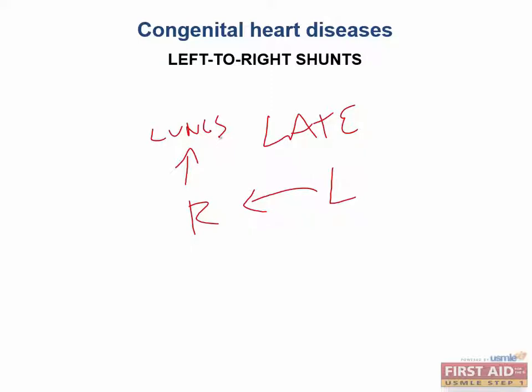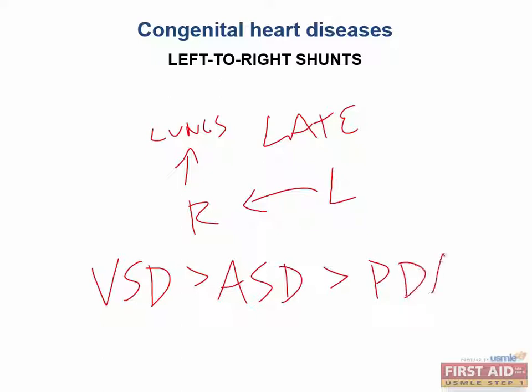So in order of decreasing frequency, number one is VSD. What's next? Followed by an ASD, and then a persistent ductus arteriosus is the least common of these left to right shunts. Something that is particularly high yield to know is that the VSDs usually close on their own.